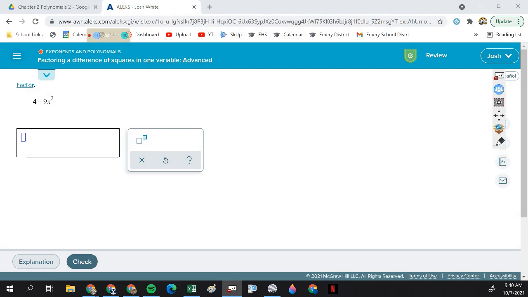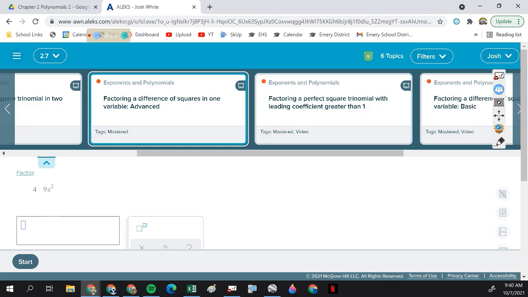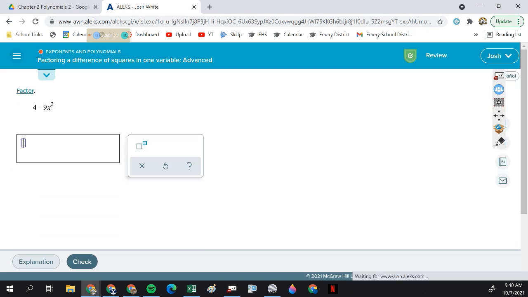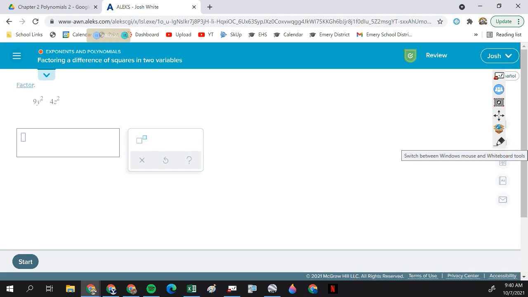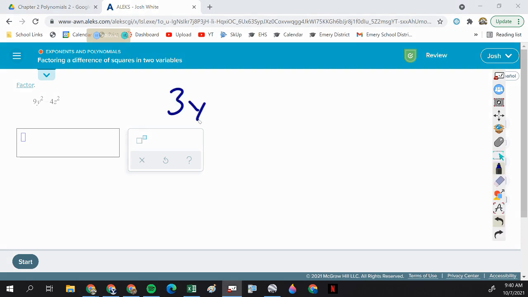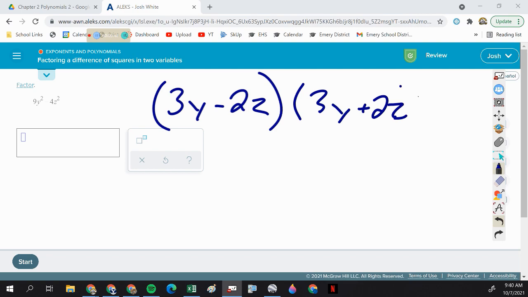And then the only other problem is this one that's written in two variables. Is that a difference of perfect squares? Yes. 3y times 3y minus 2z times 2z. So the factors would be 3y minus 2z and 3y plus 2z.